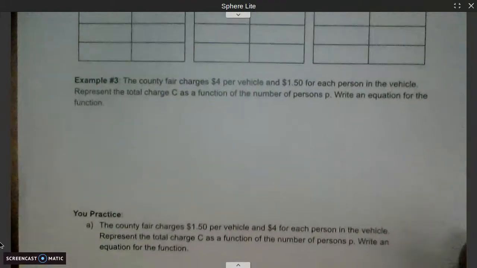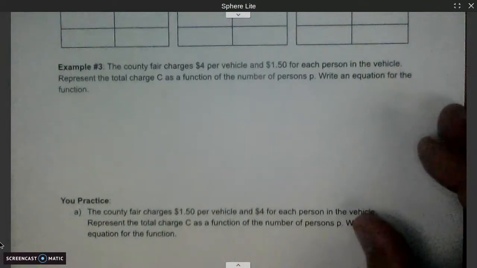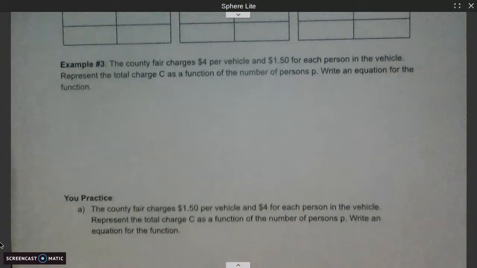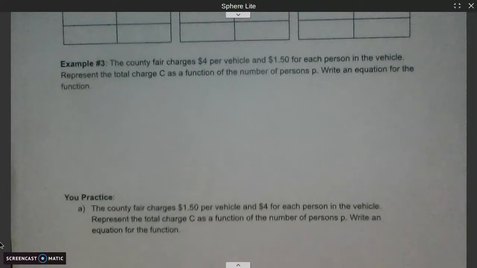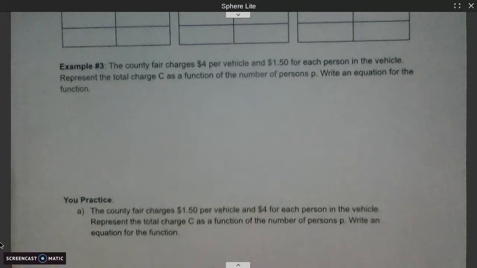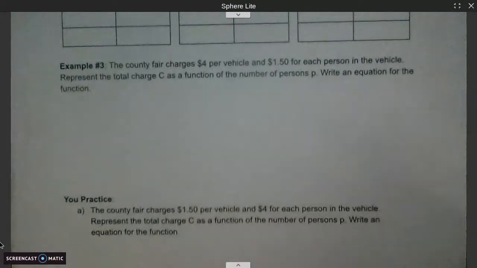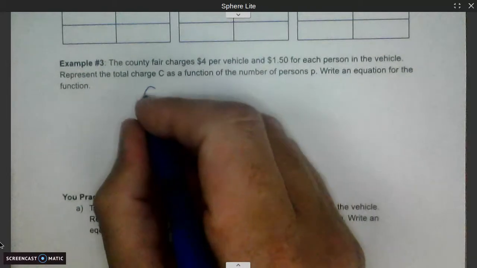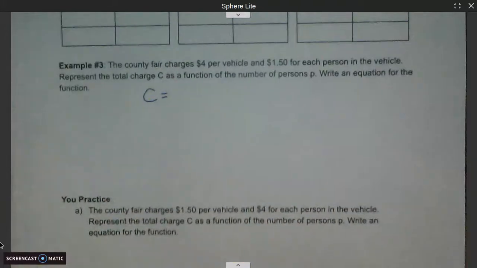And example number 3, a word problem. The county fair charges $4 per vehicle and $1.50 for each person in the vehicle. Represent the total charge C as a function of the number of persons P. Write an equation for the function. So we know that we're looking for the total charge. So we're going to have C is equal to some value.